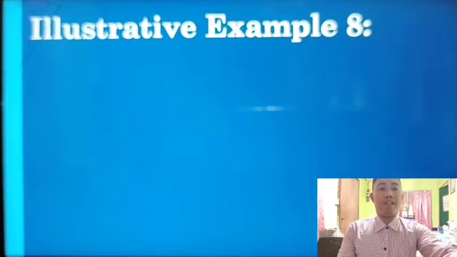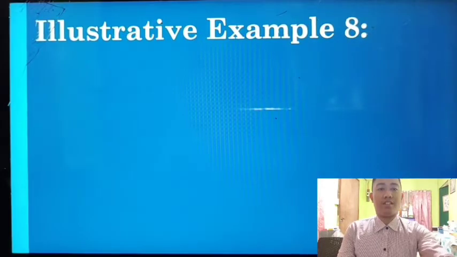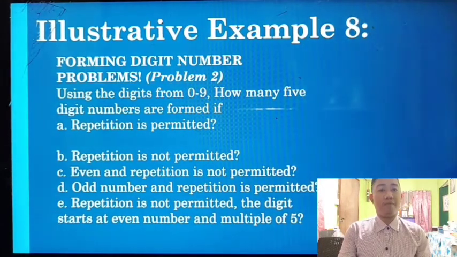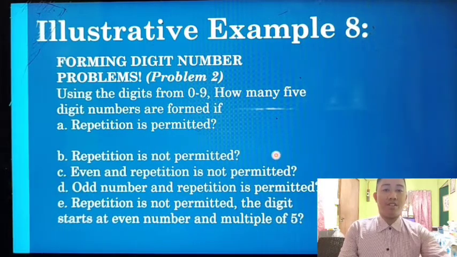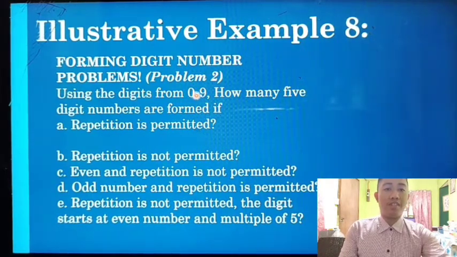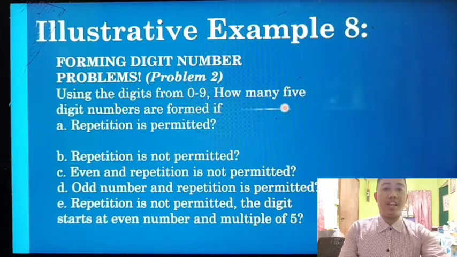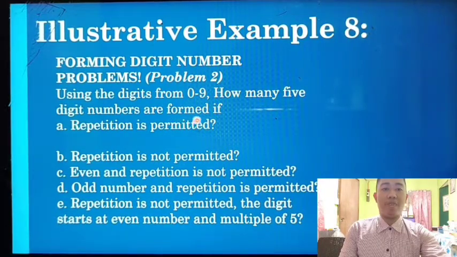Illustrative example number 8. Forming digit number problems. This is the second set of problems. Using the digits from 0 to 9, how many 5-digit numbers are formed if the specific condition is letter A, repetition is permitted.